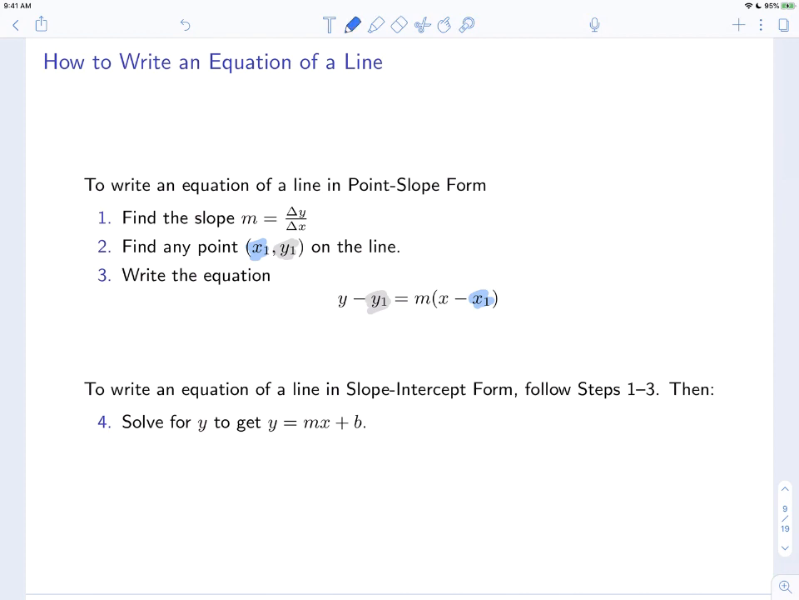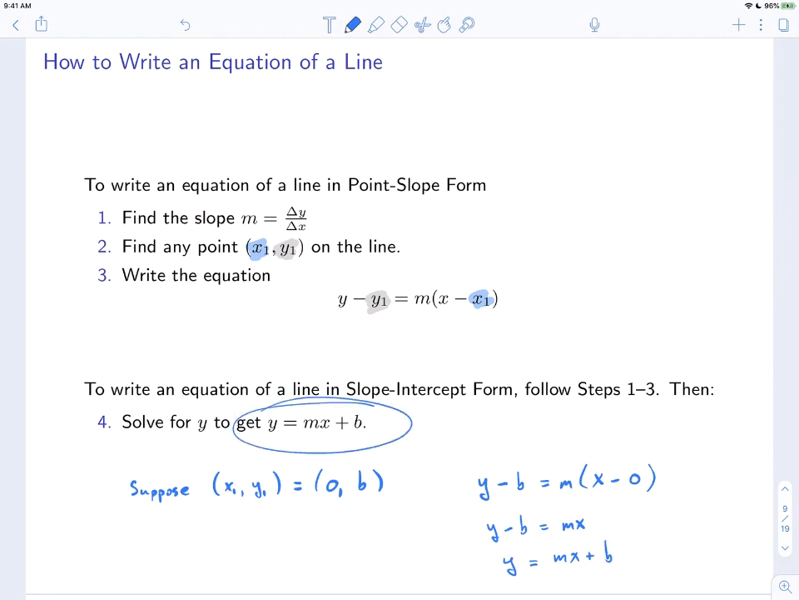If you imagine that you're picking the point, so suppose the point (x1, y1) is the y-intercept, (0, b). Then this equation would be y minus the y-coordinate equals m times x minus the x-coordinate. So y minus b equals mx minus m times 0, which is 0. And then you just add b to both sides. And what do you get? You get y equals mx plus b. So really it's the same thing, as you can see.